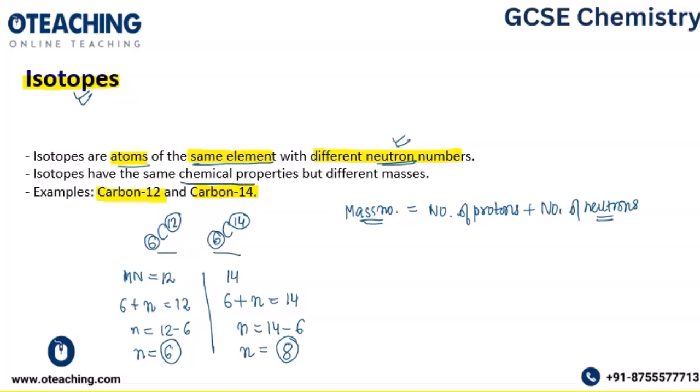Isotopes have the same chemical properties but different masses. Here we can see that they have different masses but they would have the same chemical properties. That means carbon 12 and carbon 14 would have the same chemical properties. The difference is just in their neutron numbers, or we can say masses.